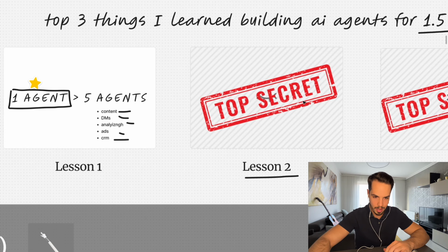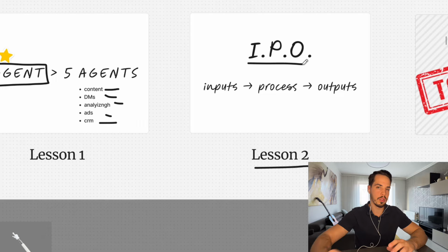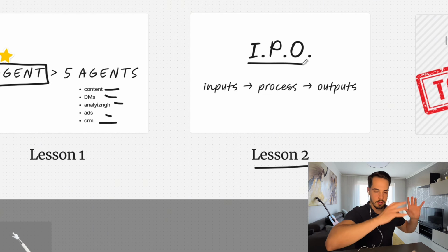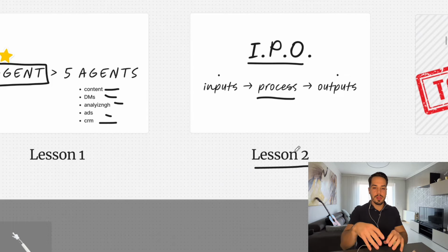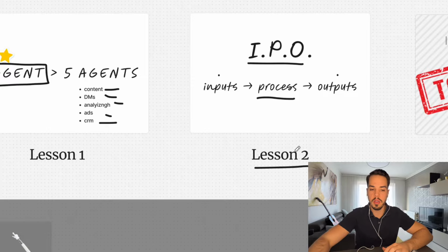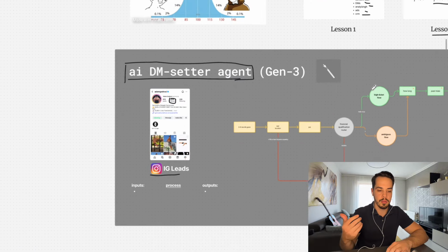And I'm already going to go ahead and show you lesson number 2, which is what I like to call IPO. You might know this from another context with stocks, etc. Here, what this means is inputs, outputs, and then the process between. So whenever you build your AI agent, first you want to think of what are my inputs and what end result do I want to get out of the agent that is going to be valuable for me.